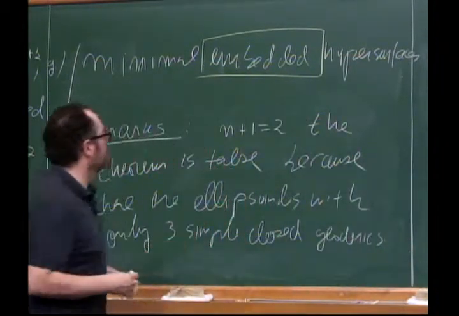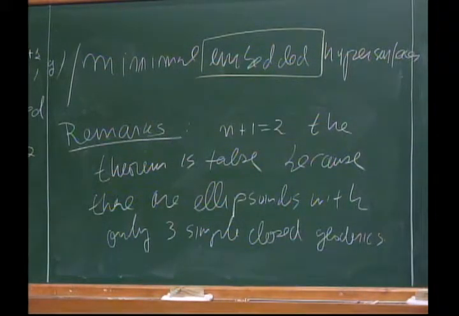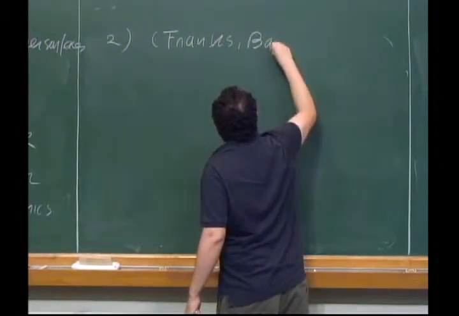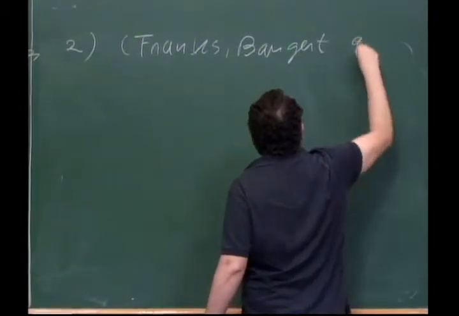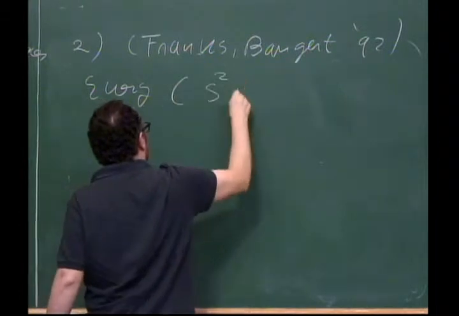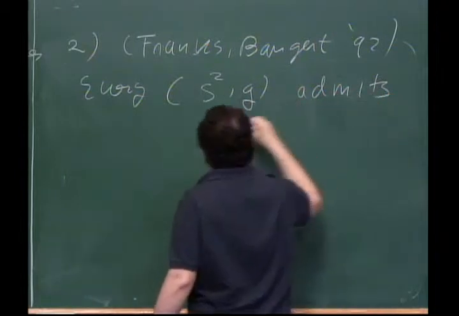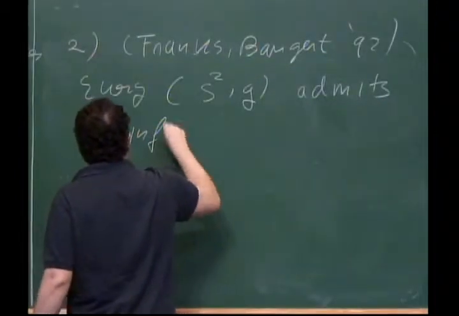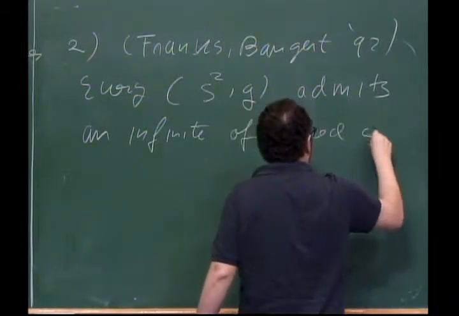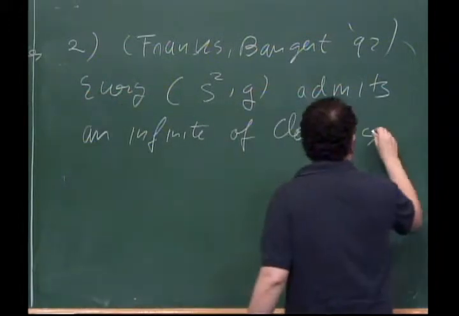On the other hand, Fernando mentioned this result, and I have to mention here as well, that Franks and Bangert in '92 showed that every two-sphere admits an infinite number of closed geodesics. Of course, they're going to be badly immersed, and they're going to have lots of self-intersections. Okay, closed geodesics.